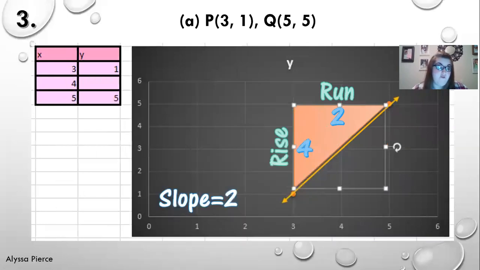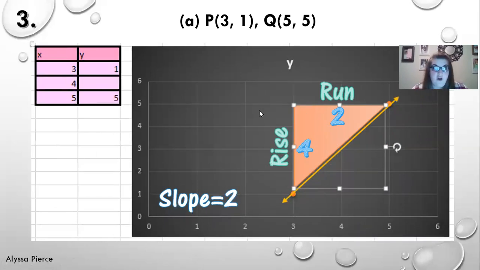All right, so for number 3, we are to show and explain the slopes of the line segments determined by the given pairs of points. In each case, tell whether the segment is vertical, horizontal, slopes upwards to the right, or slopes downwards to the right. So we were given parts A through C. So what I've done up here is this is obviously part A.